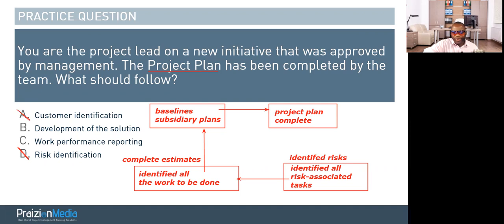All right, now let me show you why I'm going through all of this. You see the polarization? It's very polarized, which is why I'm trying to explain all the options and which of them is wrong and which can't be. Now, let's talk about the final one. Work performance reporting. Work performance reporting needs you to actually do some work.